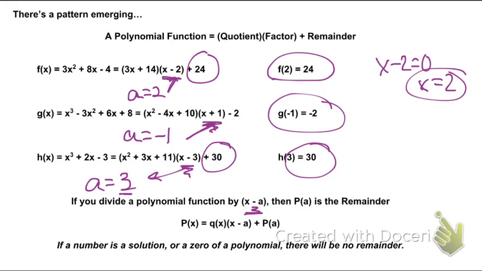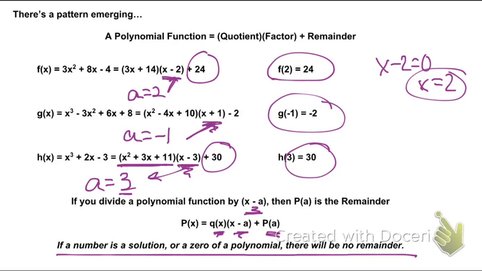So your polynomial function is the quotient, times x minus a, so there's the quotient that we got when we divided, times our divisor, x minus 3, plus the remainder. If a number is a solution, or if it's a zero of that polynomial, there will be no remainder. That's really important to know.